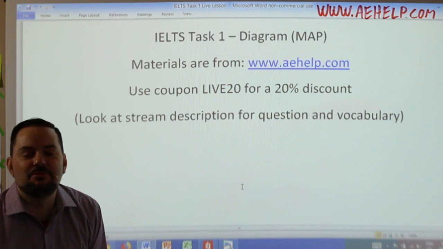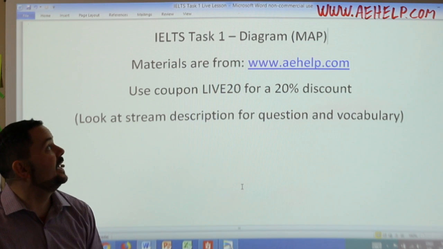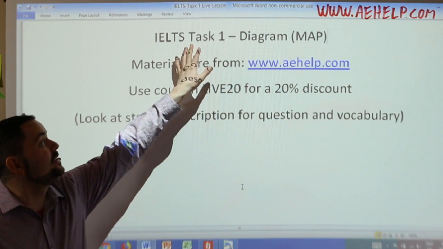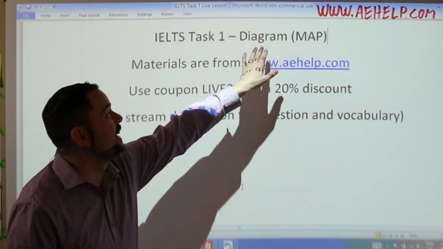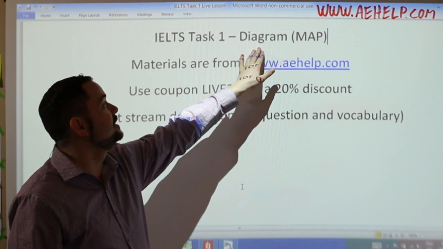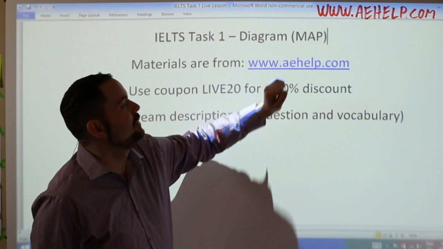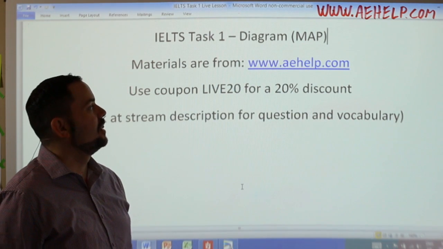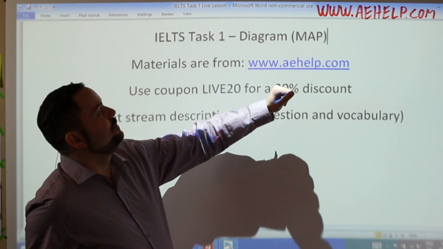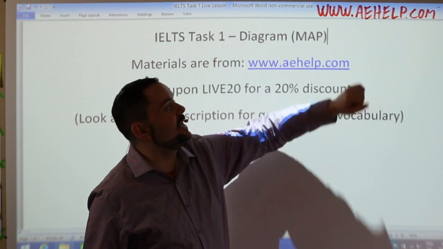Bohara. Hi everyone. Welcome. Today we are looking at an IELTS Task 1. We will be looking at a diagram type IELTS Task 1 for the academic IELTS, and this will be a map type of question. The material is coming from aehelp.com.